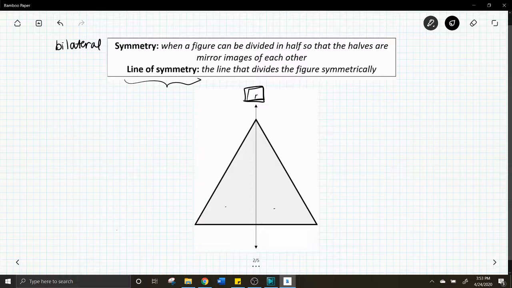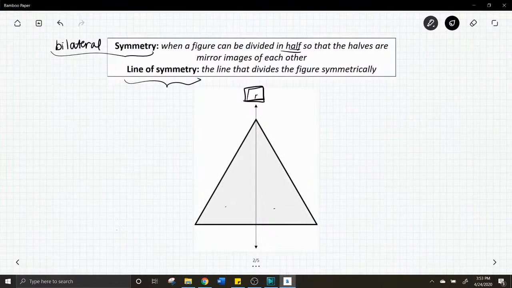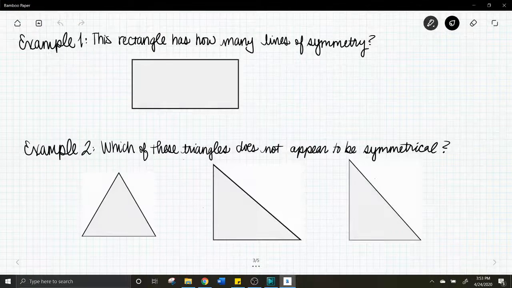It's also called bilateral symmetry. It's when you can divide it in half, so exactly into two parts. All right, let's keep going. Our first example, this rectangle has how many lines of symmetry?